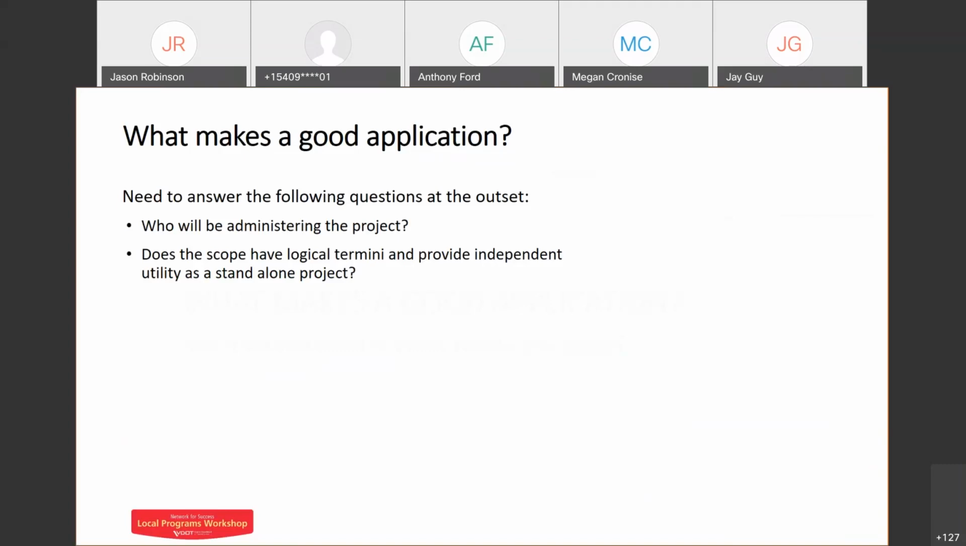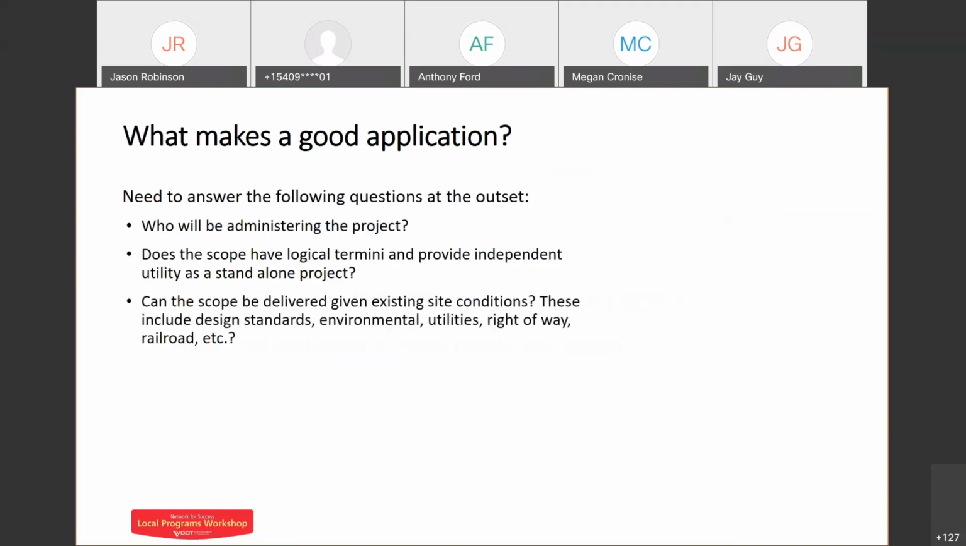Can the scope be delivered within the existing site conditions? Do you have poles in the middle of your sidewalks? Do you have underground utilities? Specific design standards? Are there environmental considerations along the way, et cetera, et cetera? As Fulcher pointed out, railroad can be a barrier to some things. So take those things into consideration as you're trying to figure out what it is you want to do and how you're going to address that in your application. Some of our applications actually specifically ask you what the barriers are, not to prevent your project, but to make sure that you know what you're doing before you get into it and what you need to look for.